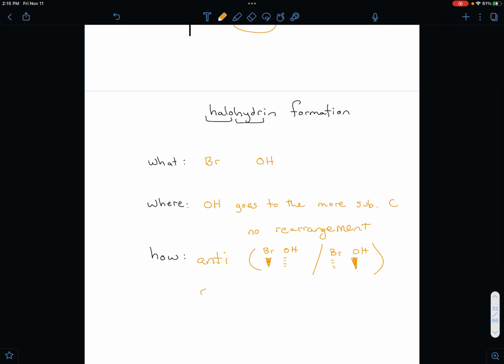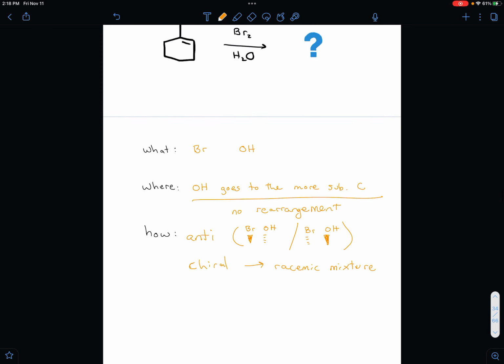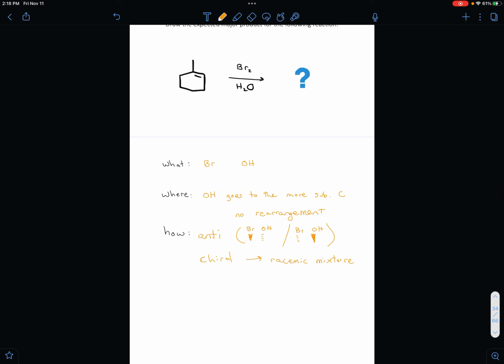that is halohydrin formation. So you're going to add the halogen, which in this case happens to be bromine, just one of those, and you're going to add an OH from the water. The OH is going to go to the more substituted carbon. You don't have to worry about rearrangement. They add anti to each other, the halogen and the OH, and if you have a chiral center, you have to draw both enantiomers. You're going to have a 50-50 mixture of the two, because these double bonds are flat, and so the reaction can happen with equal likelihood on either side.